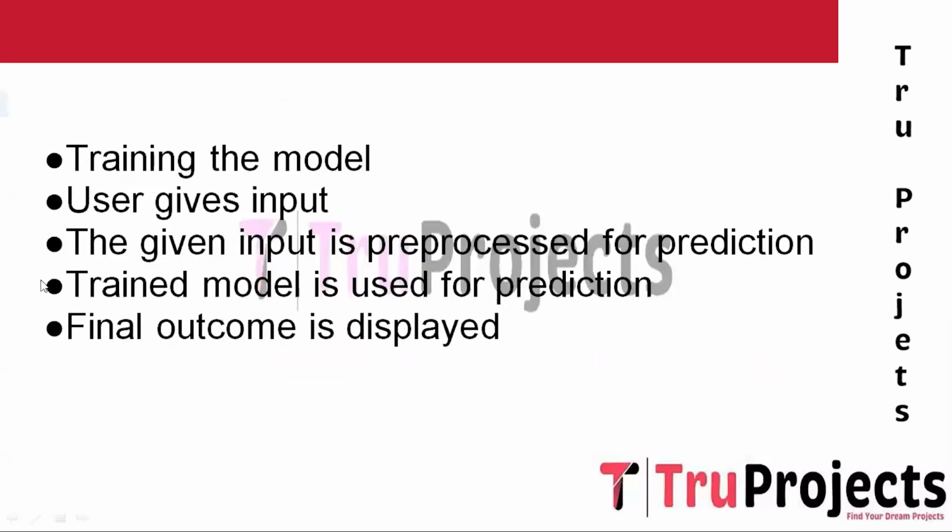And then the seventh step is training the model. Once the machine learning algorithms are chosen, the training data is used to train these models. During the training, the algorithm learns from the input data and adjusts its internal parameters to make accurate predictions.